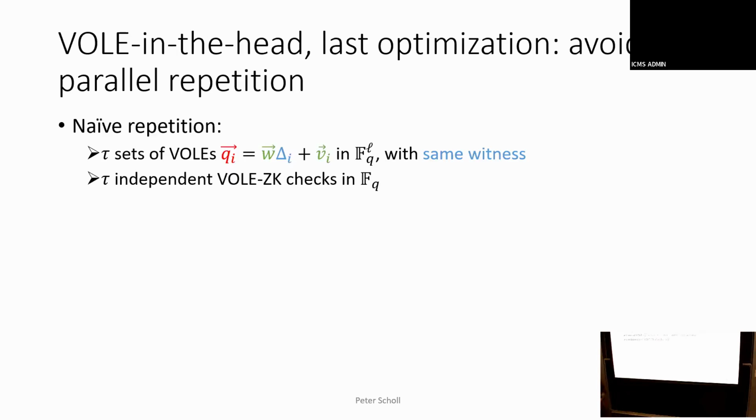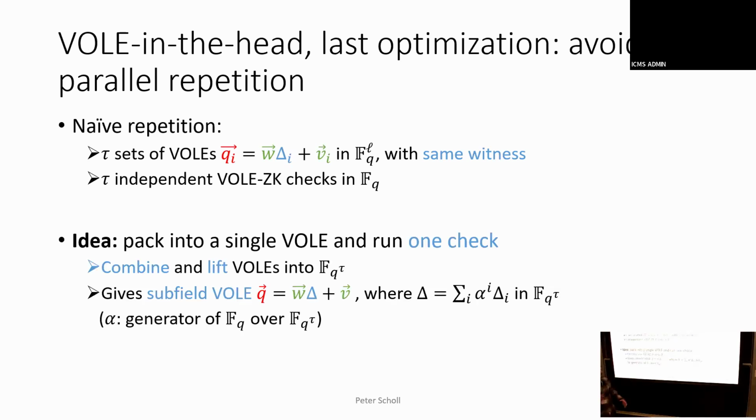So what we do is, instead of just naively repeating this, say, tau times, where we create tau sets of VOLEs and then run tau multiplication checks for each of these, we're going to kind of pack all of these tau VOLEs into one big extension field. Okay, and then run one big VOLE check over the extension field. Okay, so imagine the original field we work in, it's over F_q. And then we have tau repetitions. So now we're going to lift these into the F_q to the tau extension field.